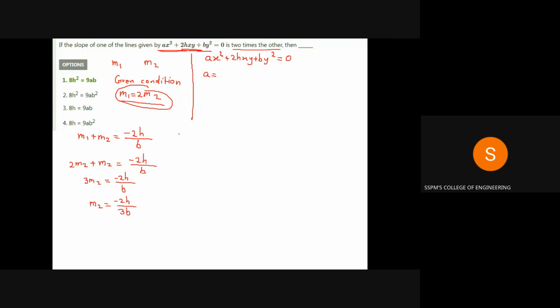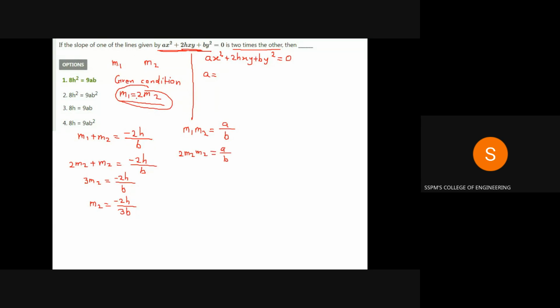So again, what do we know about the product of slopes? The product of two slopes, m1 m2, is given by a by b. But we can replace m1 here again. So m1 can be replaced as 2m2. So we can write 2m2 m2 is equal to a by b.